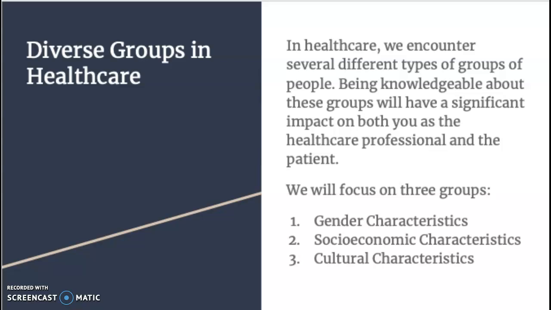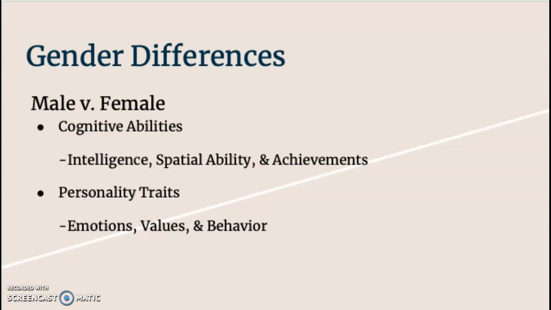We encounter all types of people within healthcare, so the three main groups that we're going to focus on in this lecture are gender characteristics, socioeconomic characteristics, and cultural characteristics. We will briefly discuss, and in some cases in a little more detail, cover the following groups and hope to prepare you for caring for such individuals. Start by touching on gender differences.